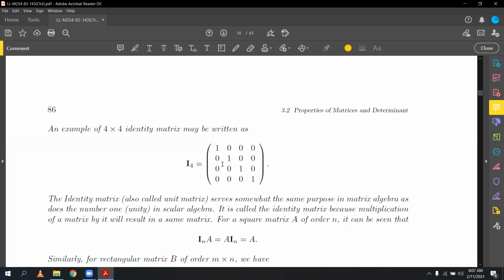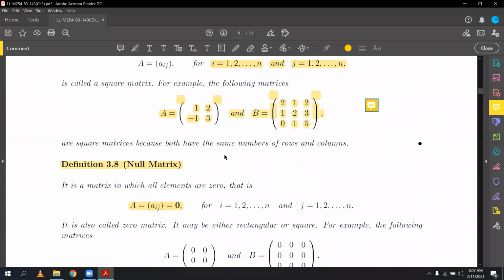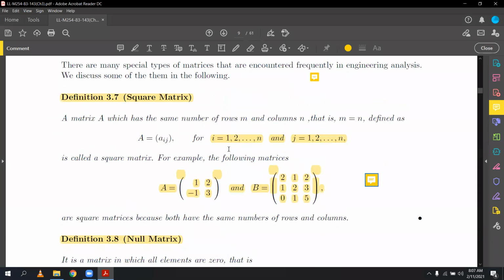But remember that a unit matrix should be a square matrix. If you don't have a square matrix, you cannot define the unit matrix. So whatever special matrix we define today, all satisfy this condition. They must be square matrices.